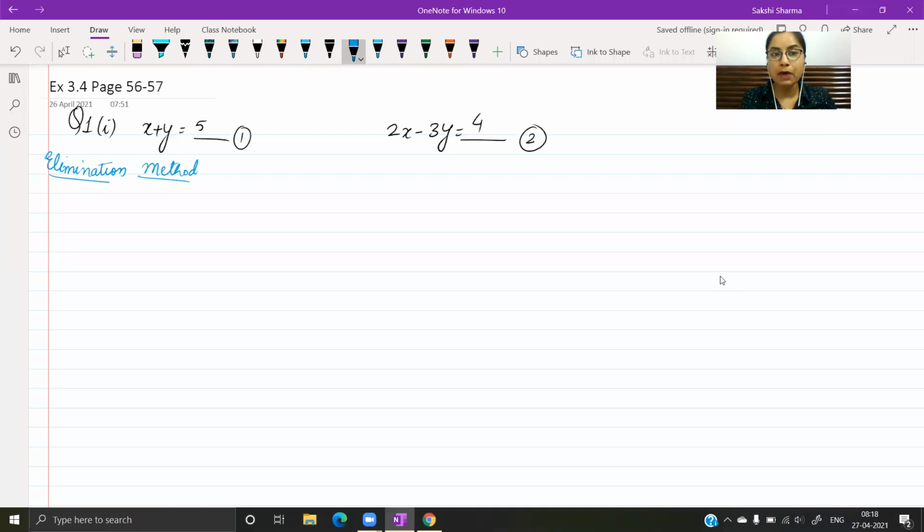For example, if I try to eliminate the term containing x, तो x के coefficients को आपको same बनाना है. In that case, I will multiply my equation number 1 with 2. You can write down in words also, multiply equation 1 with 2. So this would mean the whole equation, all terms in that equation are to be multiplied with 2. So new equation will be 2x plus 2y equals to 10.